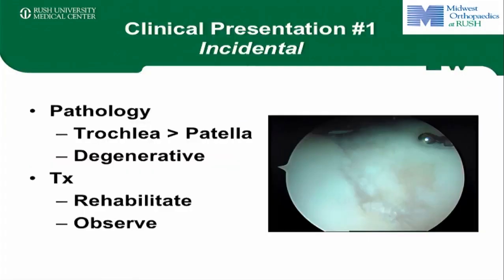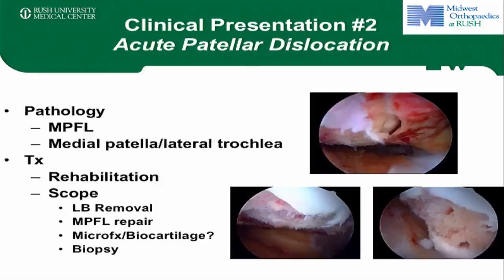So just to give you 3 scenarios that you're likely to see. One is incidental pathology. I typically see it more in the trochlea than the patella. These are degenerative lesions. These are the ones we rehabilitate and we observe, and I don't offer treatment.